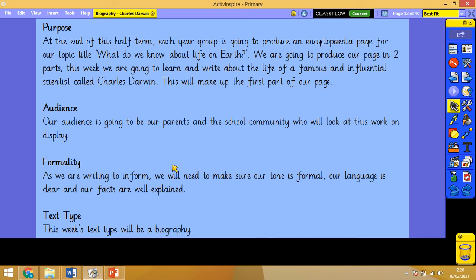The audience is going to be the parents and the school community, who are going to look at our work. Because our audience are these people, our formality, so how we write this text, needs to be very formal. We need to make sure that we're using clear language and that we're explaining our facts so that our audience can understand it easily. And we're going to do this through the text type of a biography.